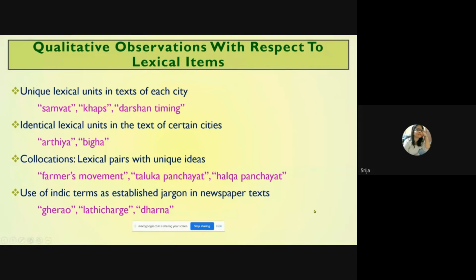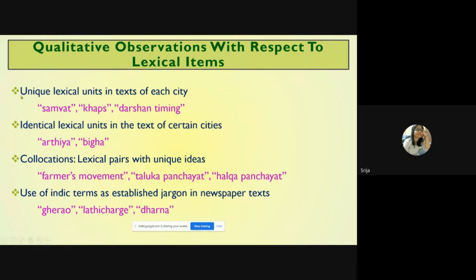Okay, so here are a few qualitative observations with respect to lexical items. I would also like to mention before going into these that these require further empirical evidence, but still these are some of the things that we saw while collecting the data. Frequency analysis is still pending, so this requires further evidence.